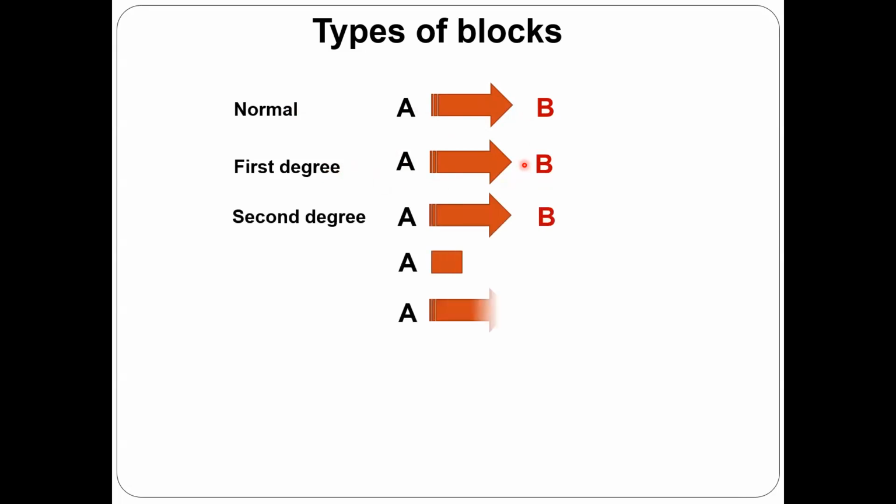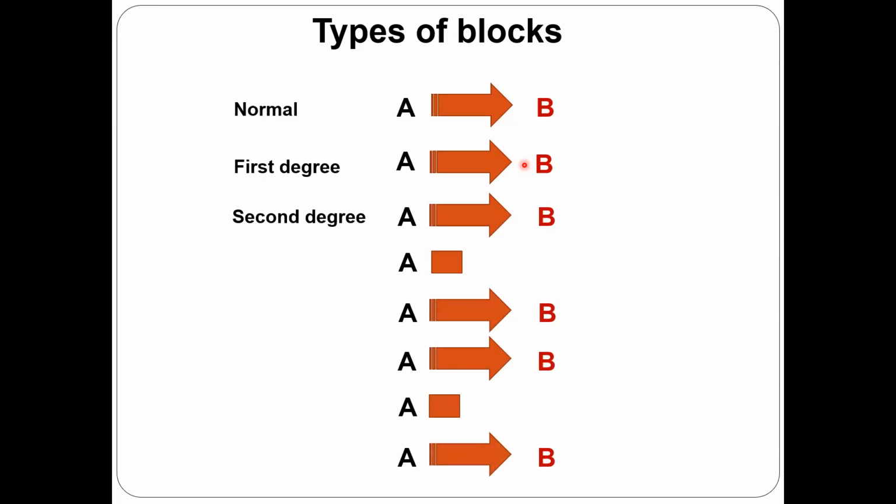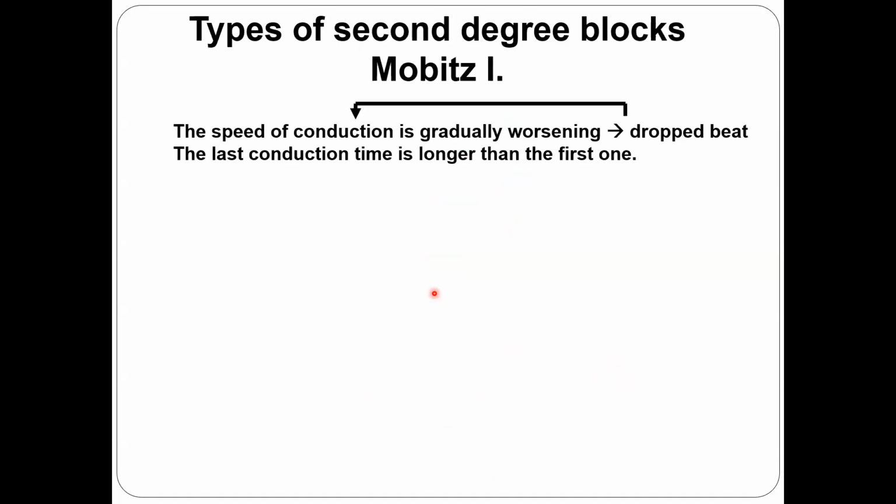What does the second degree block mean? It means we have some complete block that is not conducted from A to B. For example, as you see, the first is conducted normally, but the second one is not conducted. After some conduction, we then have no conduction. So this makes the heartbeat arrhythmic. This is the second degree. And the second degree AV block has two different types, based on the severity or on the location.